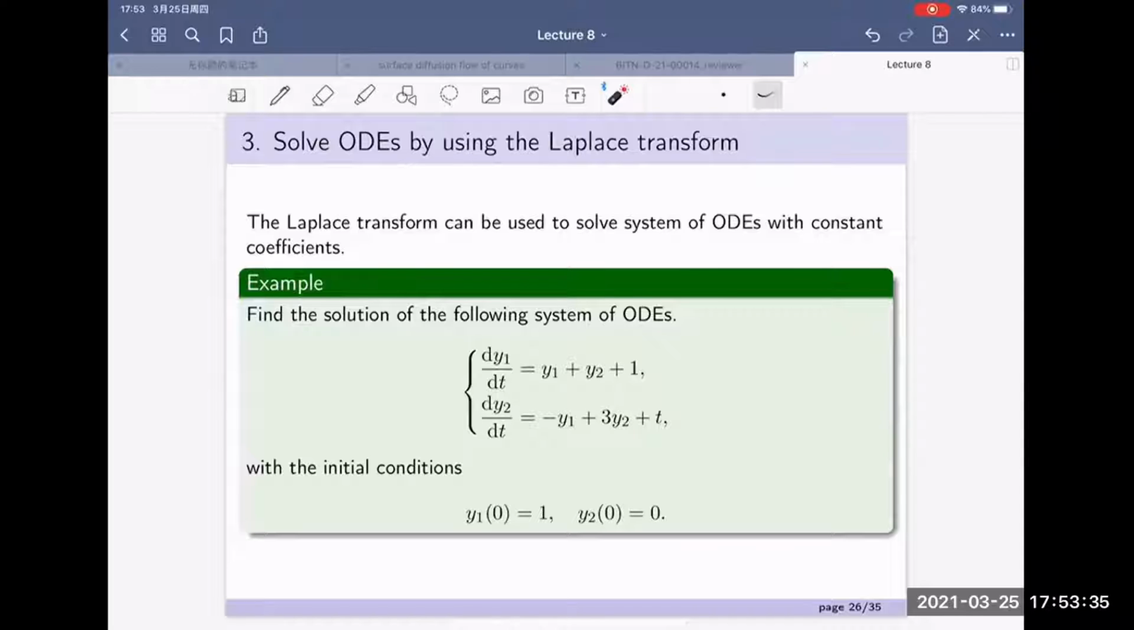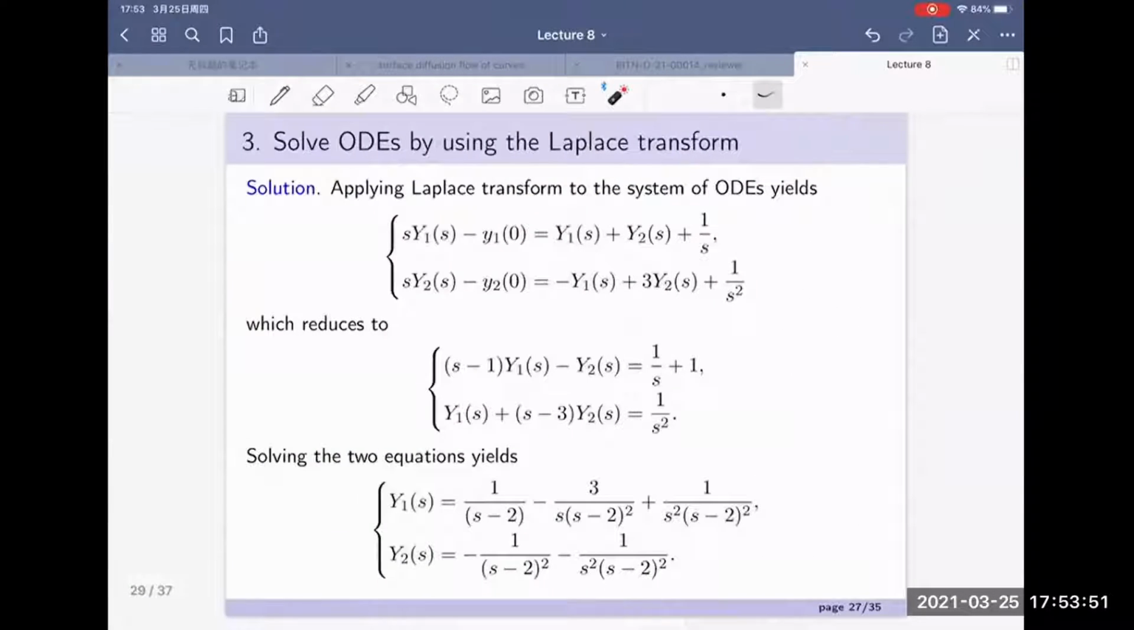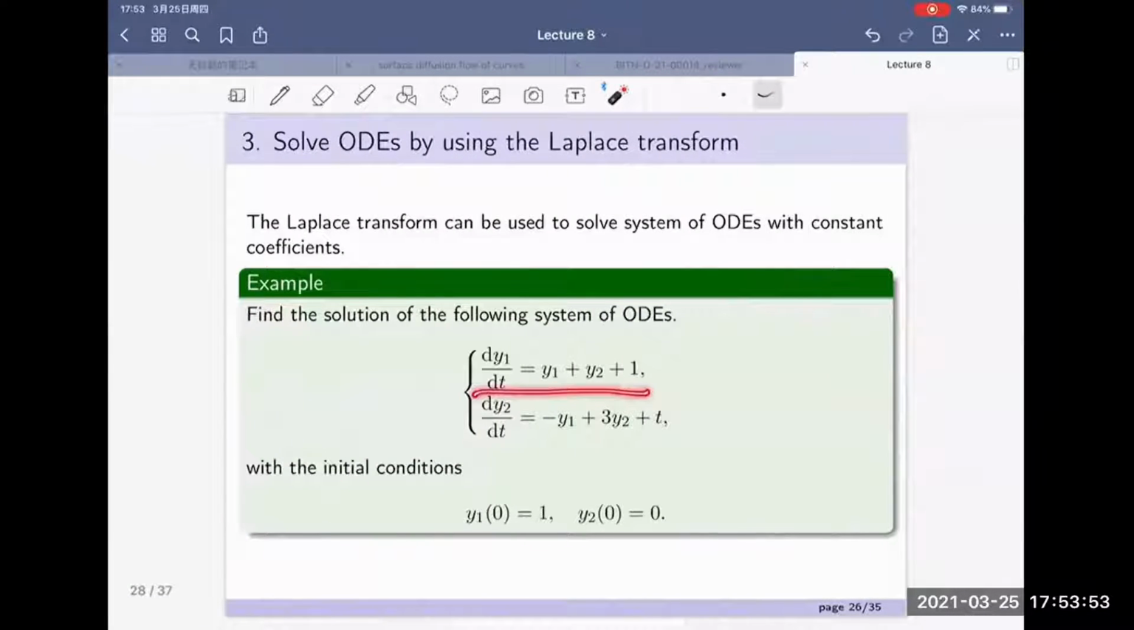Okay, so the idea is similar. You apply Laplace transform to both equations. Then you get equation of capital Y1, equation of capital Y2, okay? And use the initial condition. So for example, let's look at the first equation. If you apply the Laplace transform to the first equation, you get capital Y1, which is the Laplace transform of small y1. So you get this.